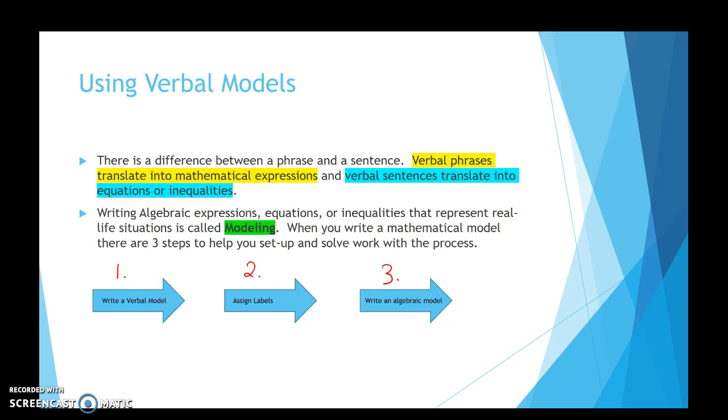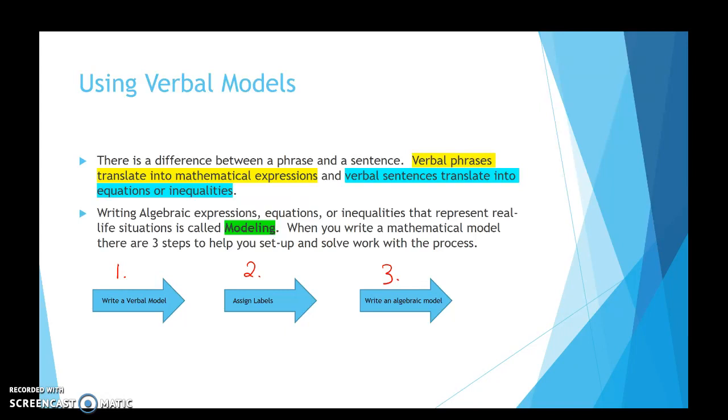If you look at the first bullet here, it says there is a difference between a phrase and a sentence. The yellow highlighted part says verbal phrases translate into mathematical expressions, whereas verbal sentences translate into equations or inequalities. When we're writing algebraic expressions, equations or inequalities that represent real-life situations, we call that modeling, and we're going to be looking at some modeling examples in this lesson.